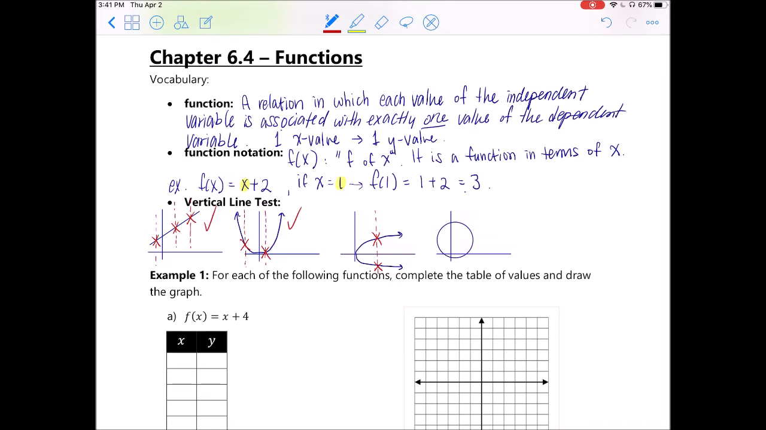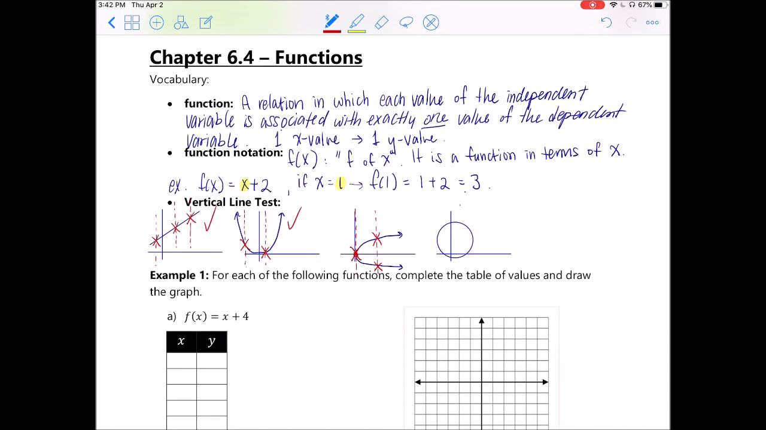One exception here will be when the vertical line is put at the end, right here, at the origin. But just because it passed one test doesn't mean it's a function. You need to make sure the entire relation actually satisfies this condition. We cannot have more than one y value for each x value.